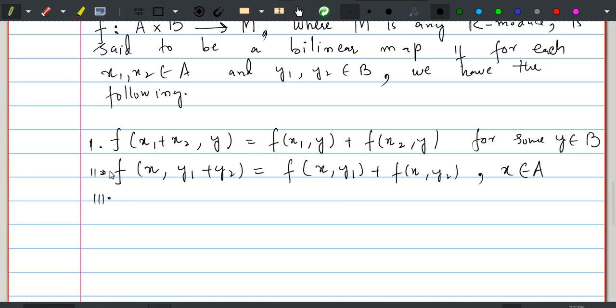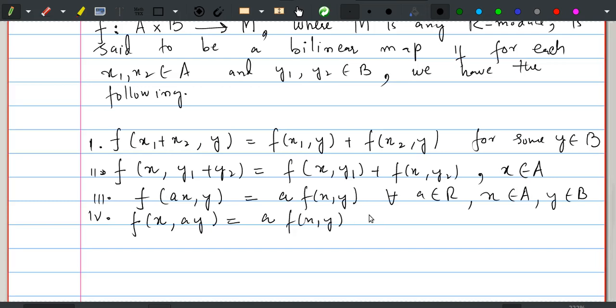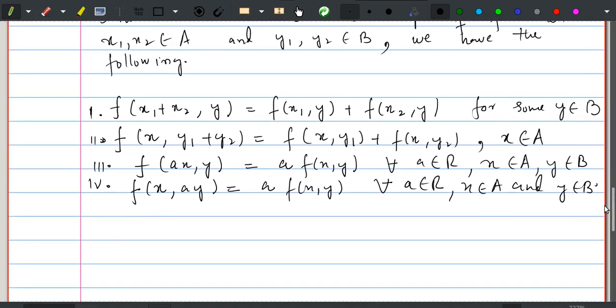Now the third condition is like this. If we choose an element, say a in R, then f of a x, y should be equal to a times f of x y, where this a is an element of R, x is an element of A, y is an element of B. And finally f of x, a y is a times f of x y. This is again true for all a in R, x in A and y in B. So basically a bilinear map is a map which is R linear in both components, the first component as well as the second component.